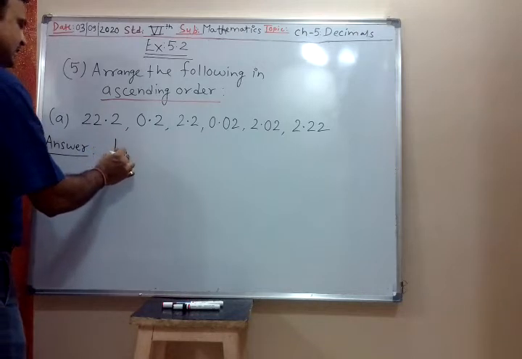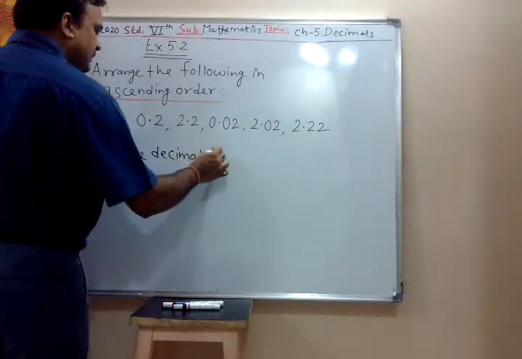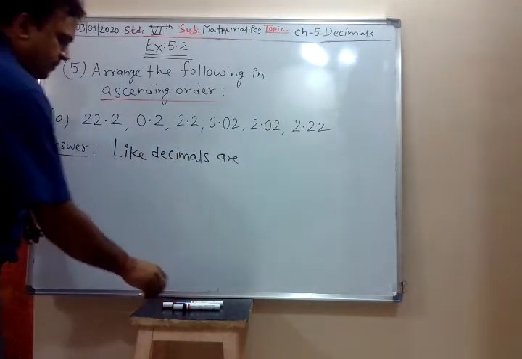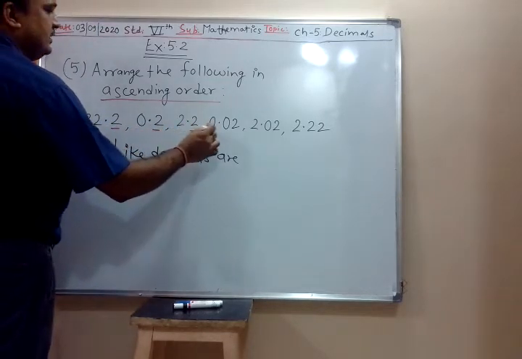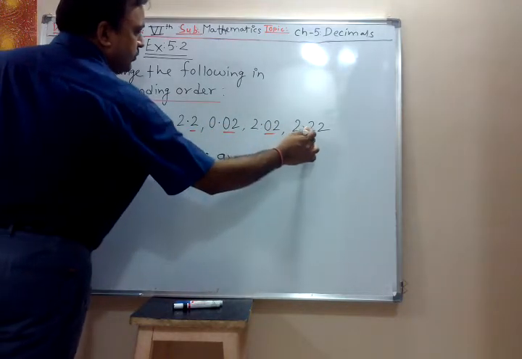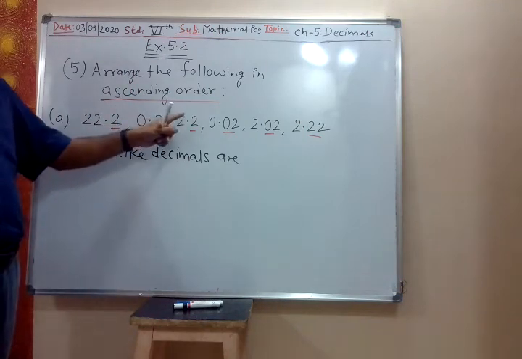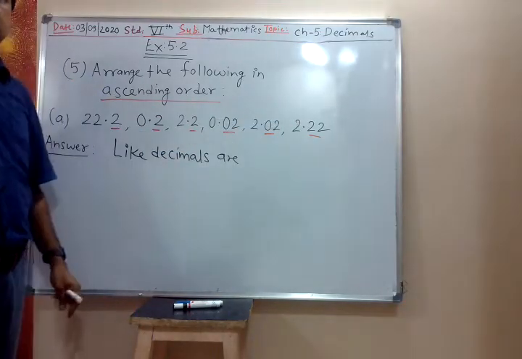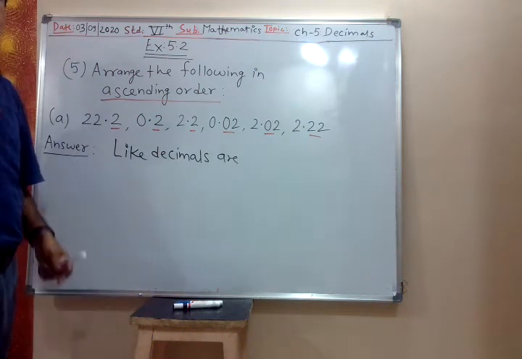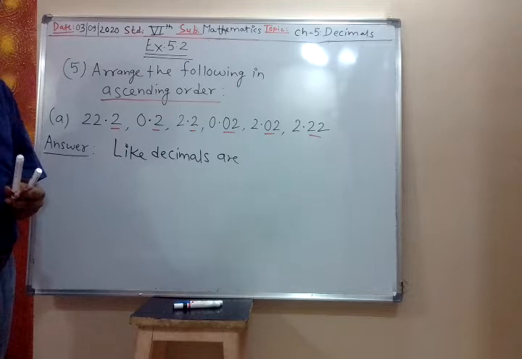These are unlike decimals. Let us see: after the point there is one digit, one digit, one digit, and then two digits, two digits, two digits. So the maximum number of digits after the point is 2. That means to convert them into like decimals, each number should have 2 digits after the point.